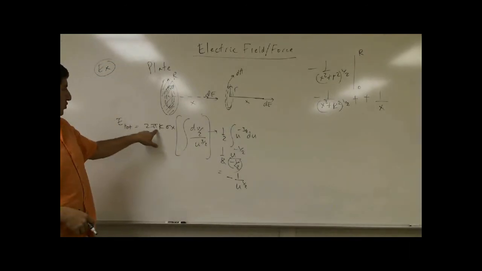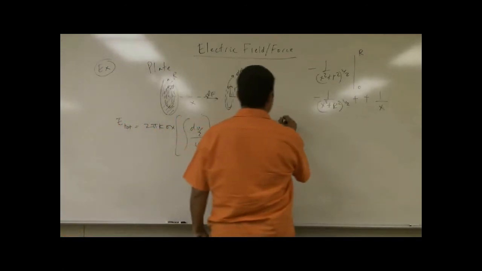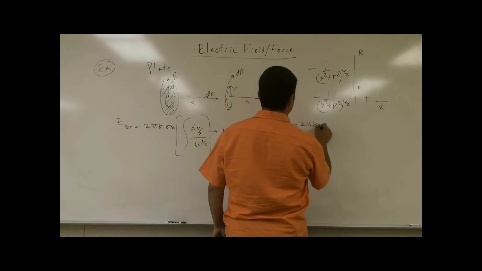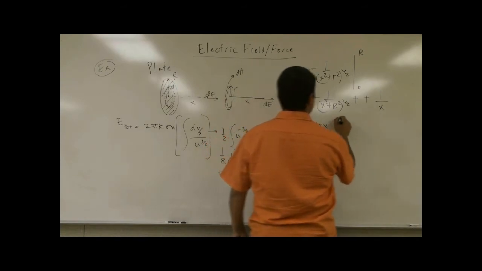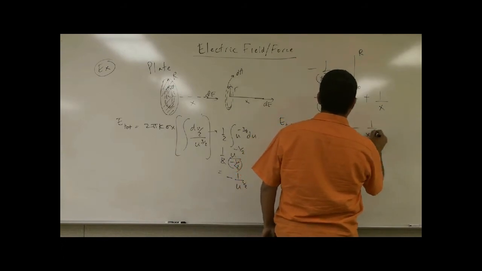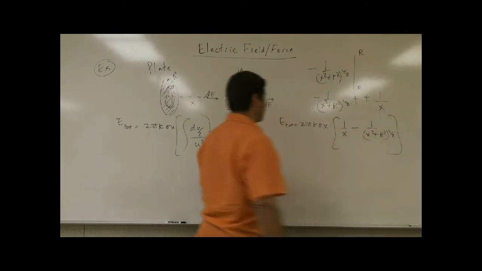Now I can bring this in, and I can say E total is equal to 2 pi k sigma x multiplied by, rewriting this, 1 over x minus 1 over (x squared plus R squared) to the 1/2 power.